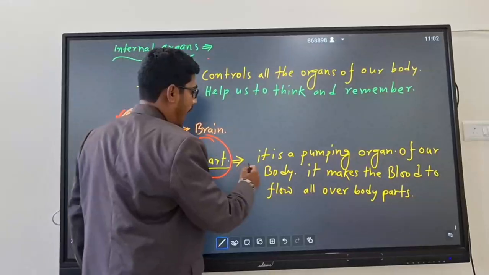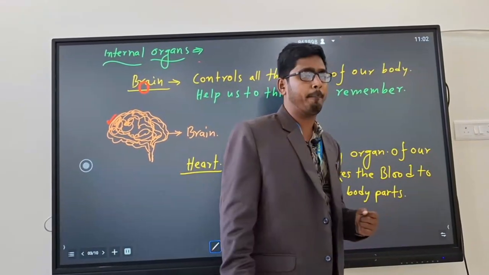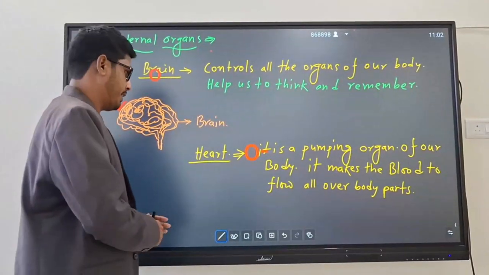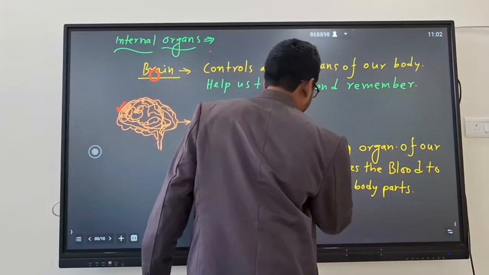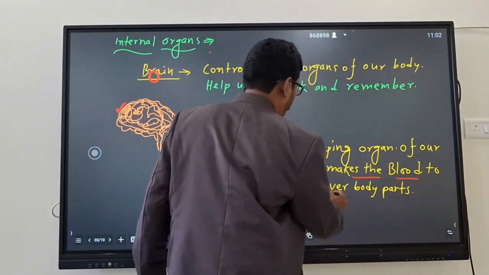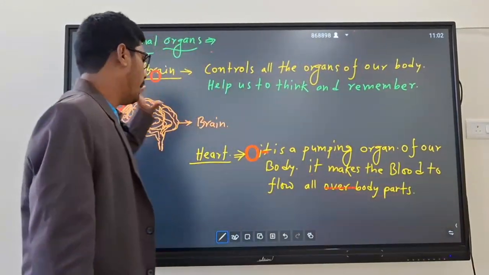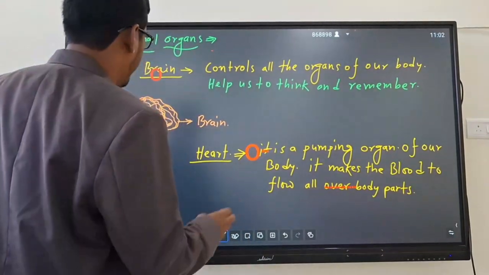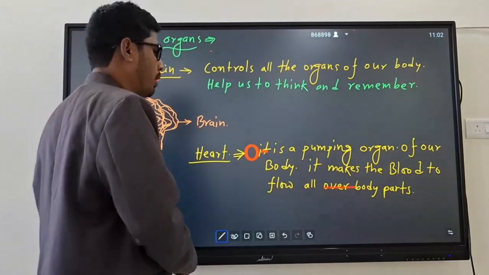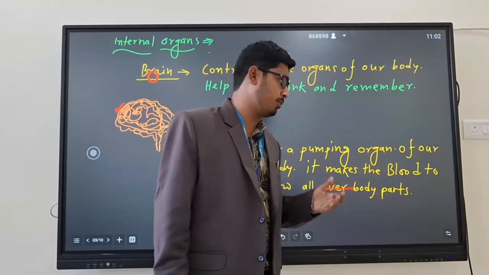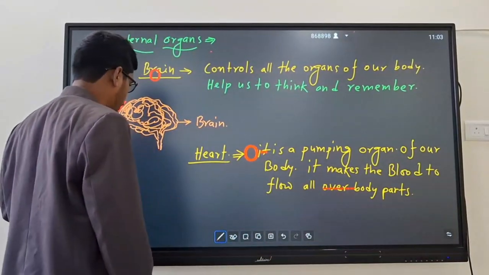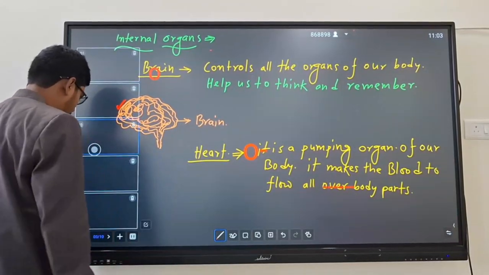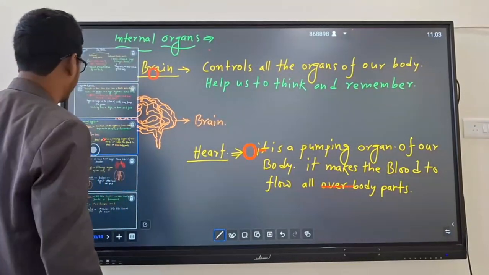What is the heart? The heart is a pumping organ. Pumping means it pumps blood. It makes the blood flow all over the body parts. If your heart is damaged or there is heart failure, it can lead to death. So it is the most important organ among our internal body parts.